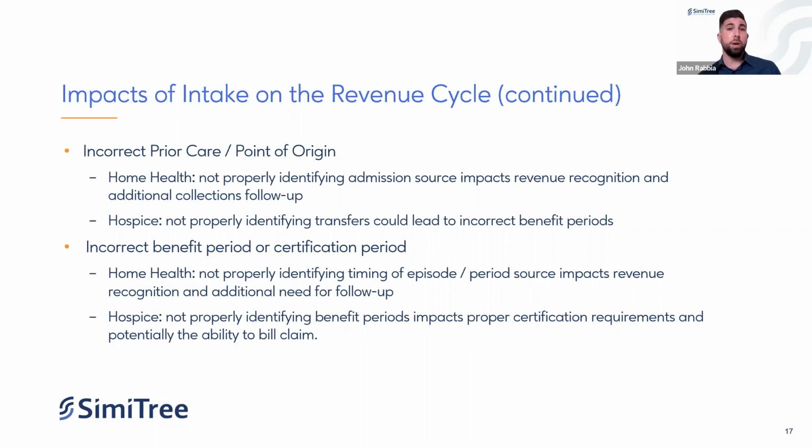On the hospice side, we talked about making sure that we're identifying if that patient has been on service with another agency so that we know what benefit period we're in, and if we require a face-to-face to support our care. So either of those could have huge impacts on the revenue cycle on both home health and hospice.